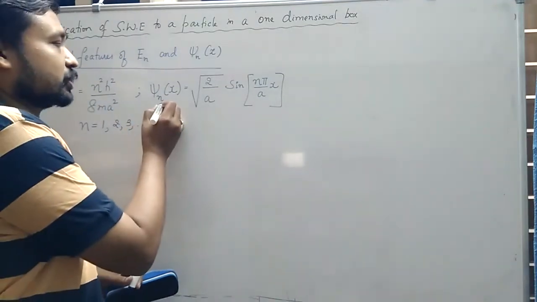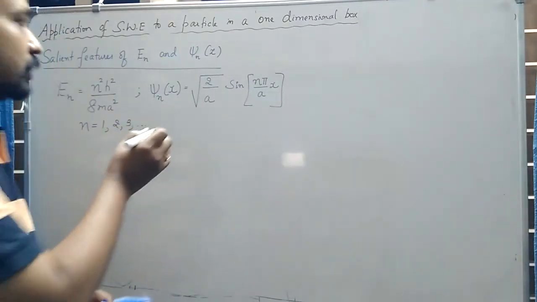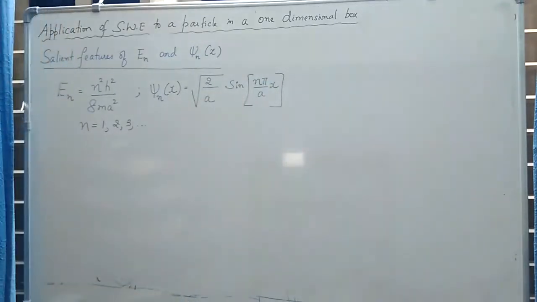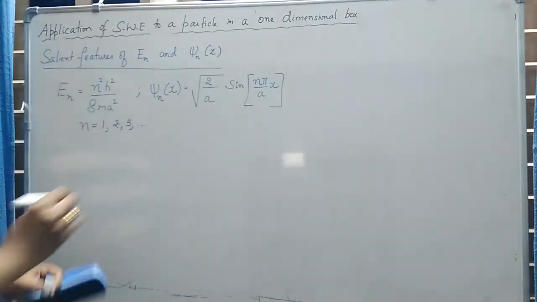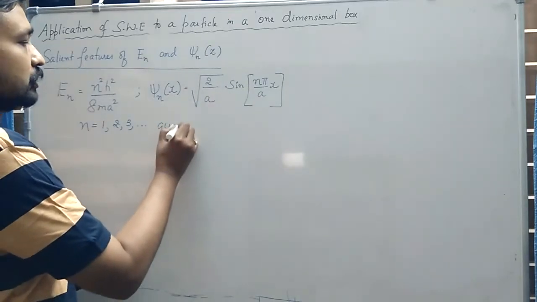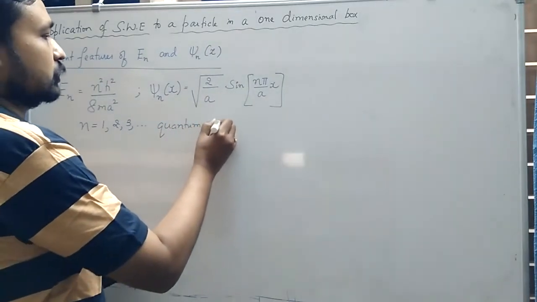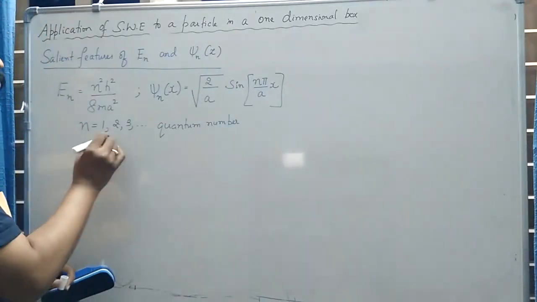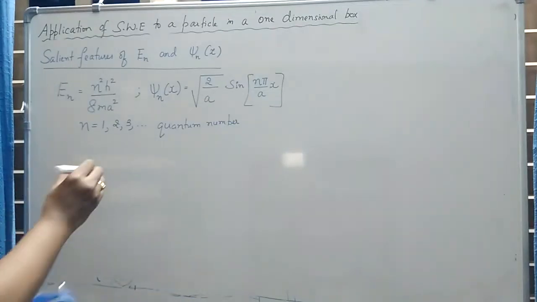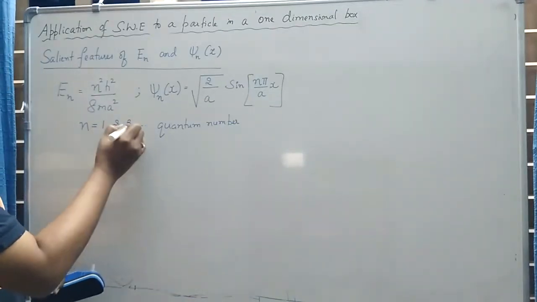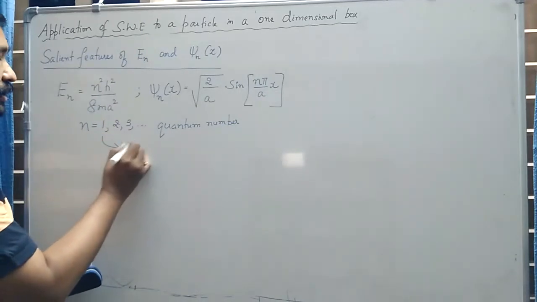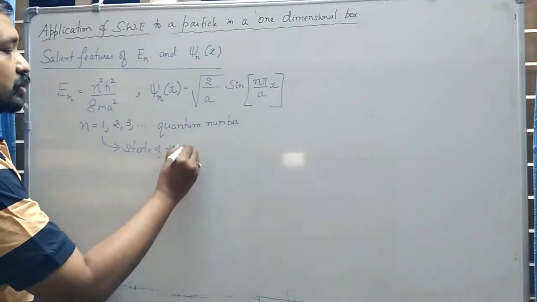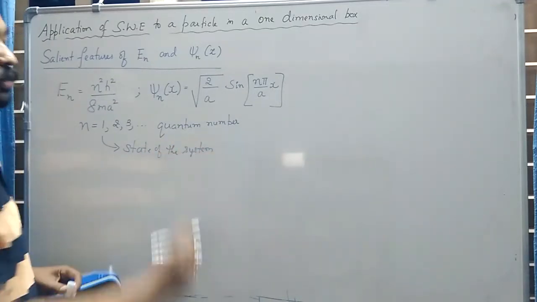Similarly, the normalized wave function is given by square root of 2 by a, the length of the box, into sine n pi by a into x. And this n is called a quantum number. The value of n specifies the state of the system. The value of n equal to 1, or n equal to 2, or n equal to 3, specifies the state of the system. In this case, the system is one particle in a one dimensional box.